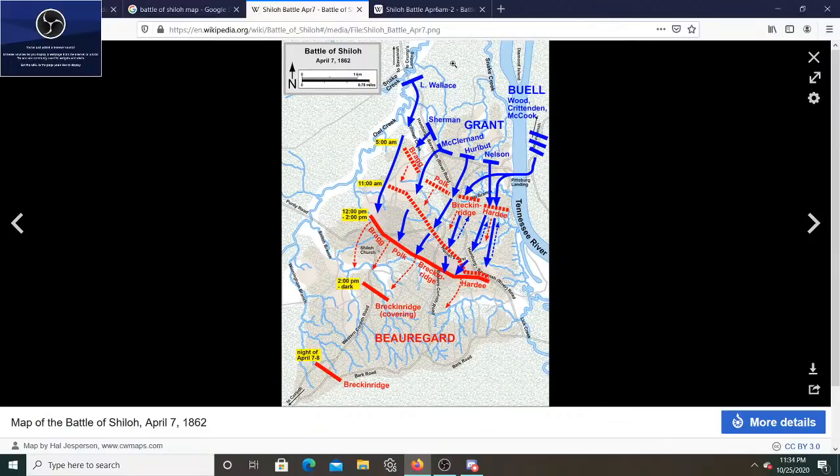Sure. Shiloh, getting back to that one, a lot of controversies there involving surprise, the death of Johnston, Beauregard's decision not to attack at the end of April 6th, and of course, how much did Buell contribute to the victory? That's the one I mentioned though.